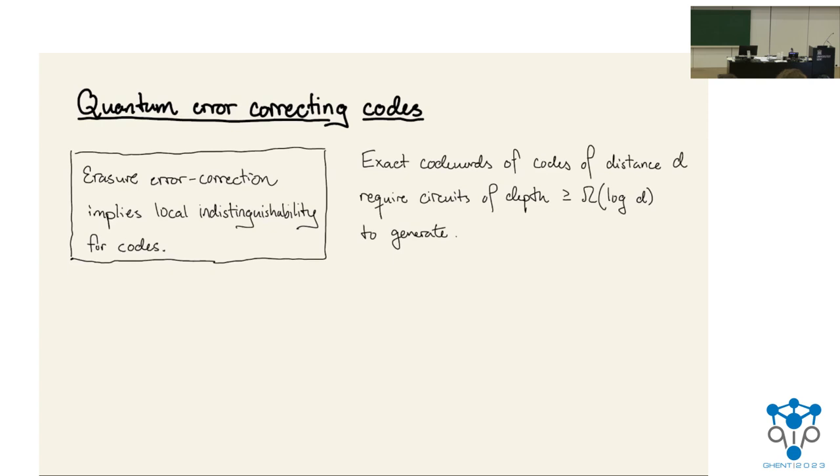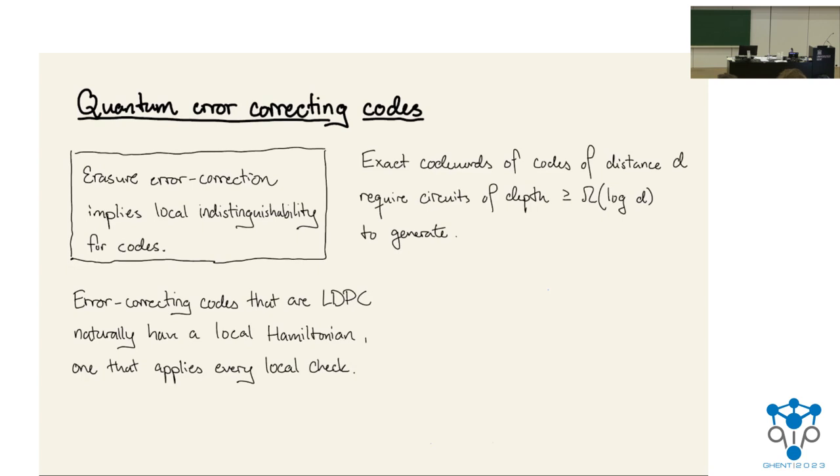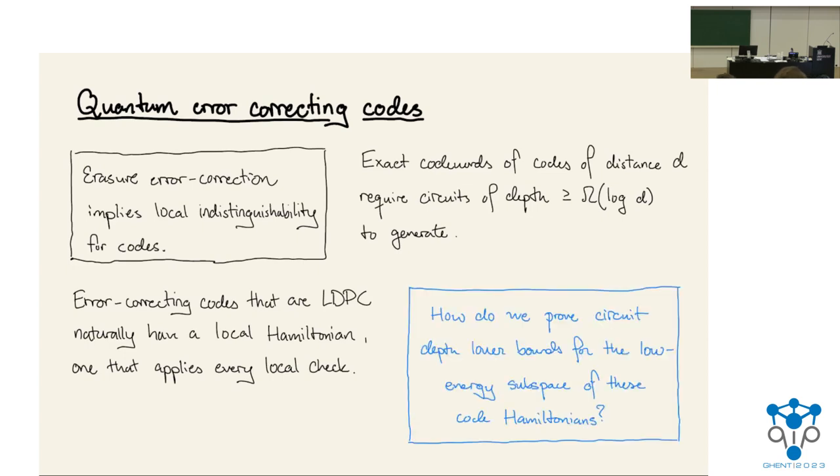And this immediately implies that exact code words of distance D require circuits of log D depth to generate. So we also immediately have that the exact code words have some log n circuit lower bounds, because we know of codes of polynomial distance. Furthermore, these error correcting codes that we have with these polynomial distance bounds, they're LDPC. So they naturally also induce a local Hamiltonian, the one that just has a Hamiltonian term corresponding to every check.